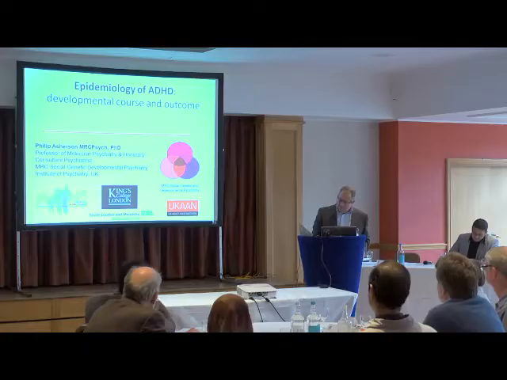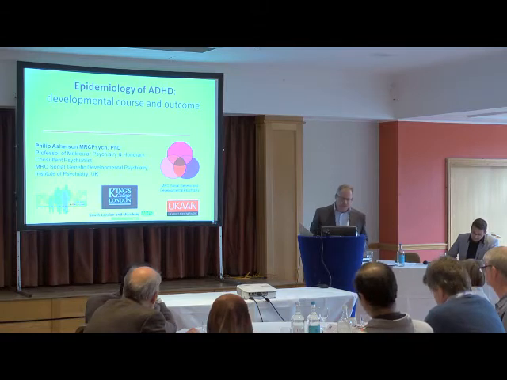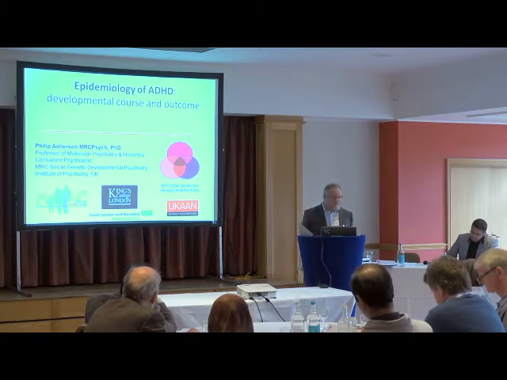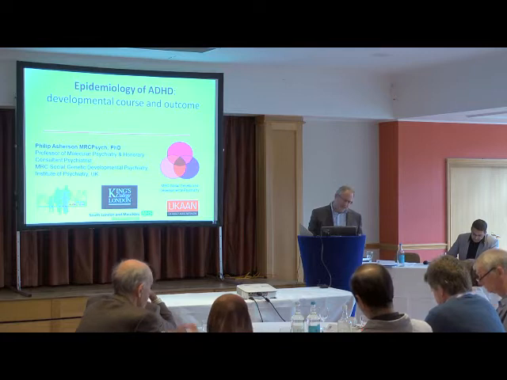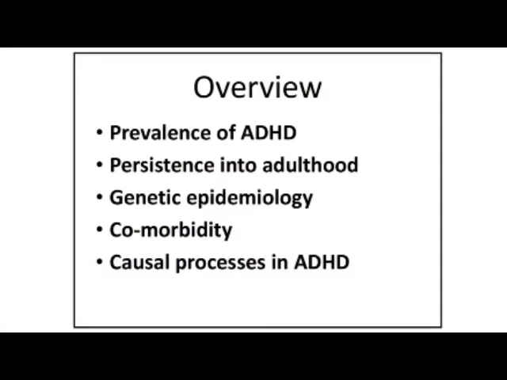So I'm going to give an overview of epidemiological findings in ADHD, particularly focusing on ADHD in childhood and then its life course trajectory forwards into adulthood. I'll talk about the prevalence of ADHD, some studies looking at the persistence into adulthood, and then I'll touch on genetic epidemiology, basically family and twin studies.